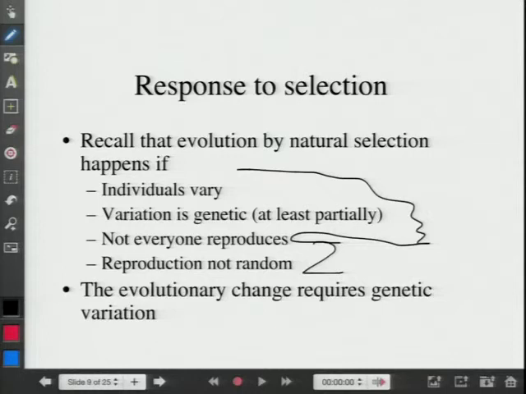So to get evolutionary change, you have to have genetic variation. To have selection, you don't have to have genetic variation. Which one of these is selection?